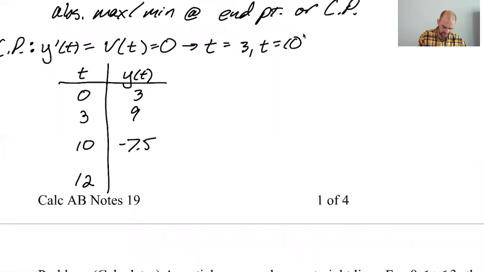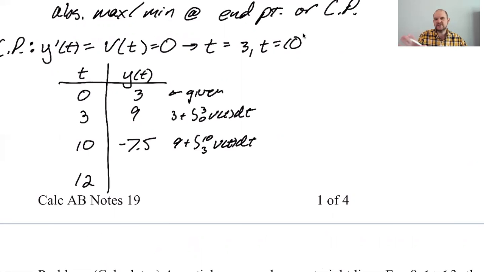So like this one was given. This is 3 plus the integral from 0 to 3 of v of t dt. The way that I really calculated this is I did 9 plus the integral from 3 to 10 of v of t dt. So the function you say you're using and the way you actually do it aren't necessarily the same. You want to say the function so that you can get out your continuity and anything you need to do there, but then get the values however you choose to get them.